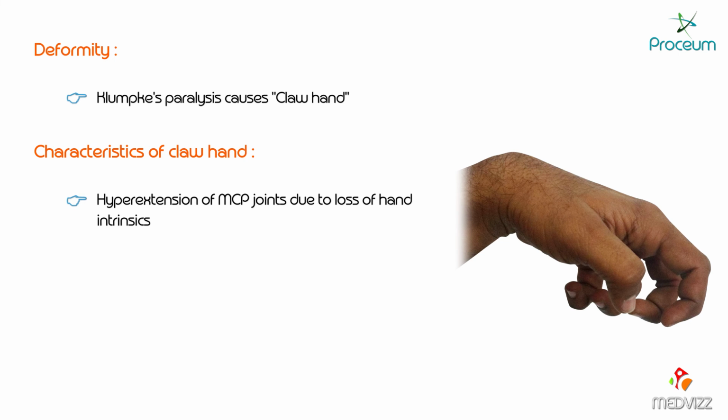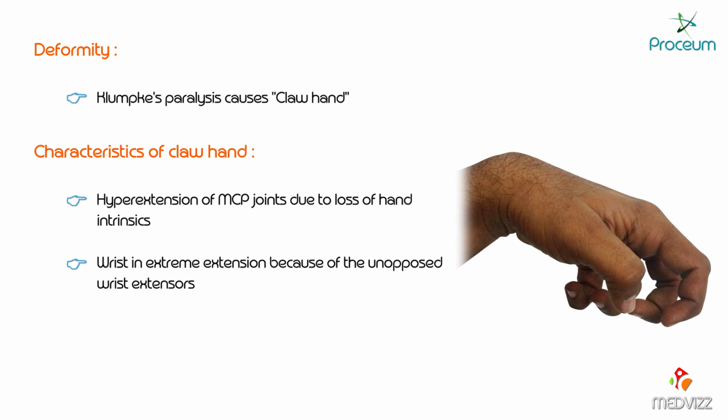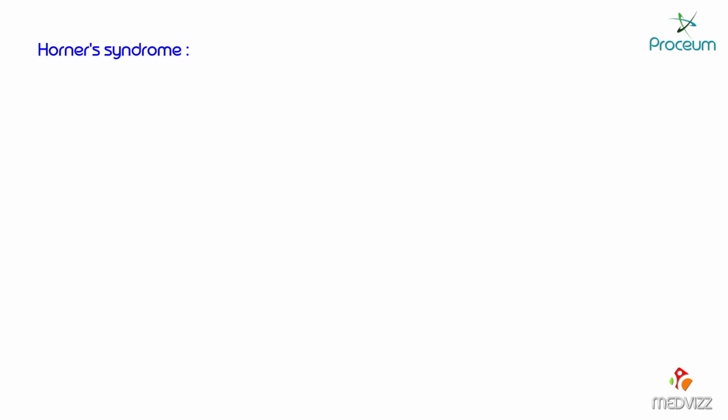be a hyperextension of the metacarpophalangeal joint due to the loss of hand intrinsics, and the wrist in extreme extension because of unopposed wrist extensors, and there will be a flexion of the interphalangeal joints mainly due to loss of hand intrinsics. So mainly in Klumpke's palsy, one may see Horner syndrome. That is, Klumpke's palsy is mainly associated with Horner syndrome if the injury is proximal to T1.